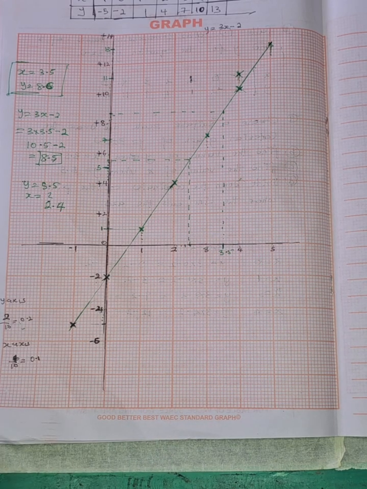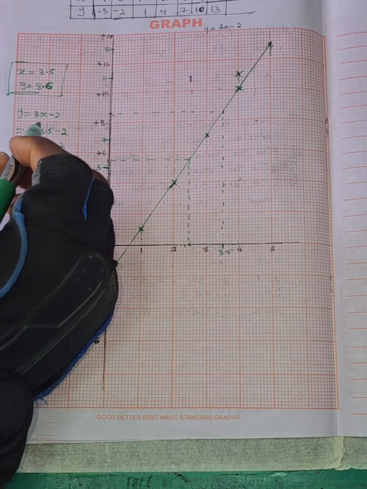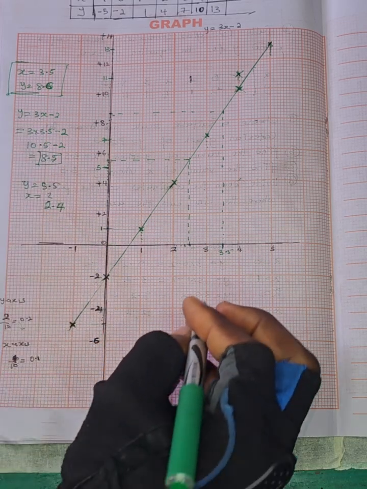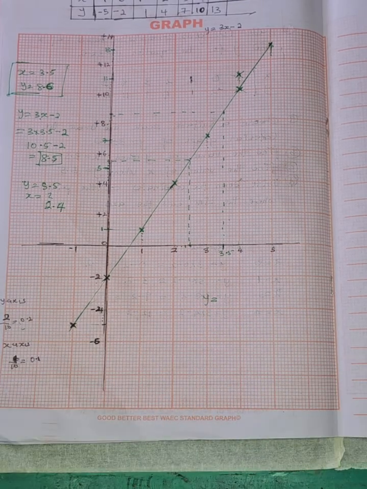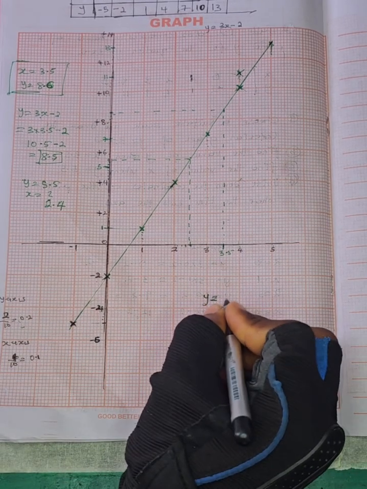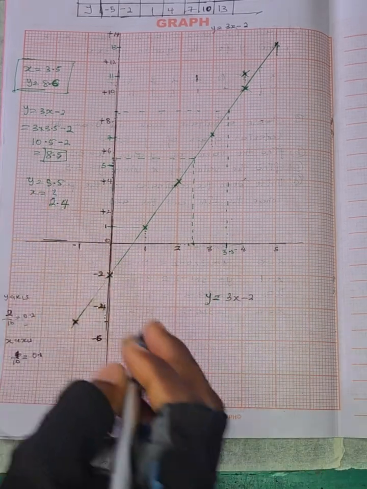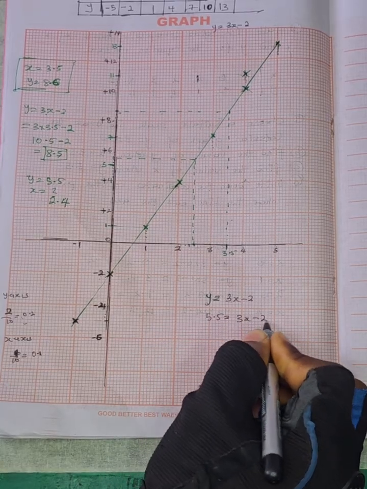So the next thing we are going to do is confirm if we are correct. How do we know if we are correct? From our equation, and solve it here. So our equation is y equal to 3x minus 2. We're being given that y is 5.5, so we can just say 5.5 equal to 3x minus 2.